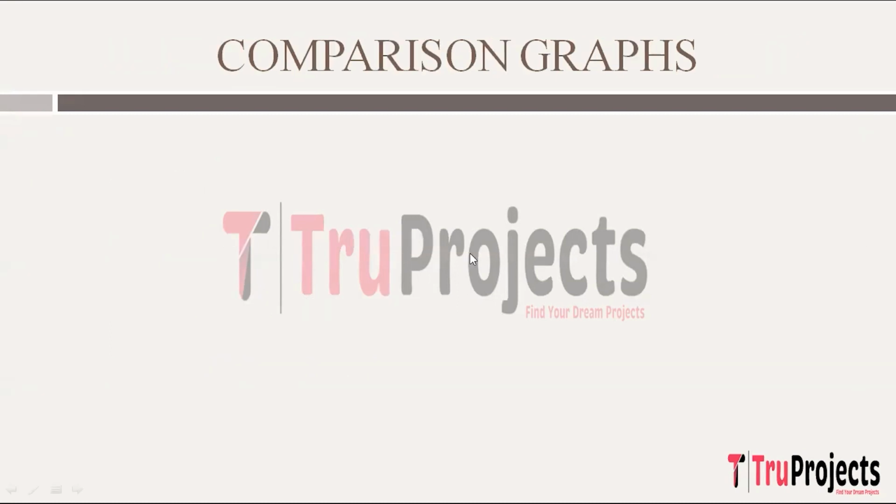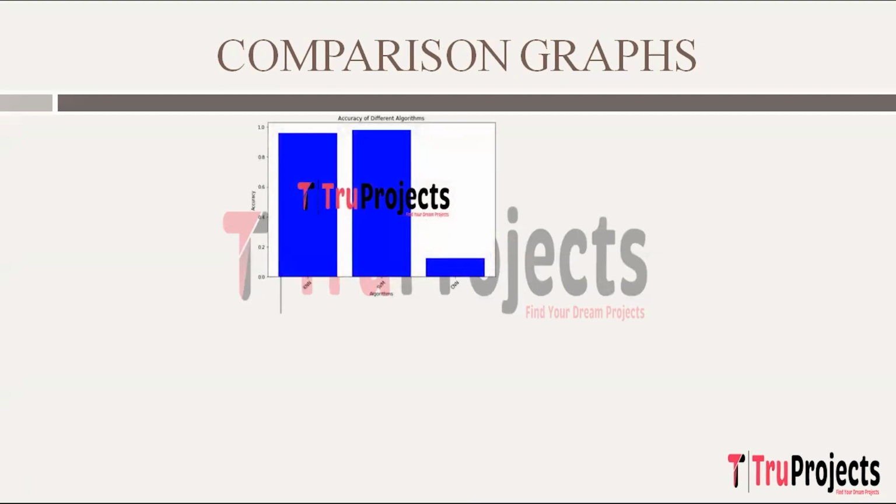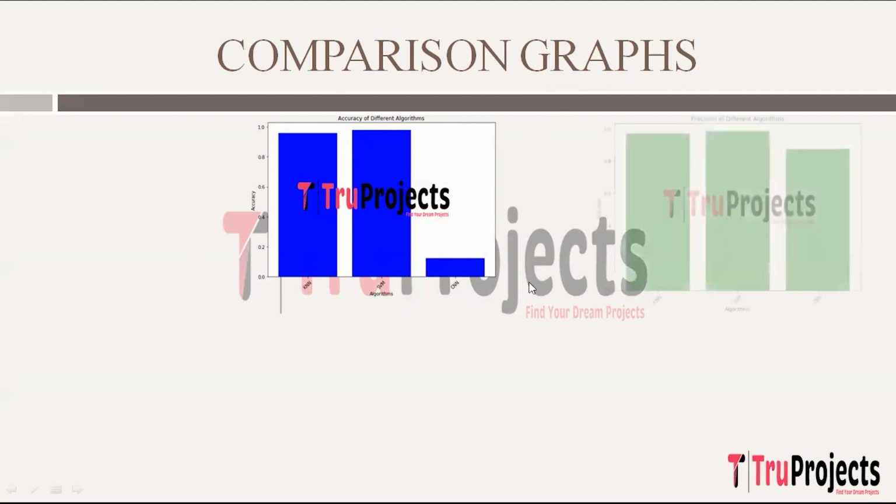Now we'll see the comparison graphs of the extension algorithms. So this is the bar graph comparing accuracy scores of different algorithms. In this graph on x-axis, I have algorithm names and on y-axis I have accuracy scores. Accuracy measures the overall correctness of predictions, showing the percentage of correctly classified instances.